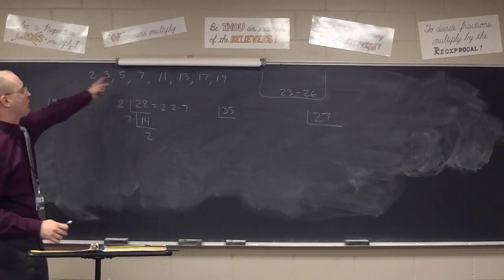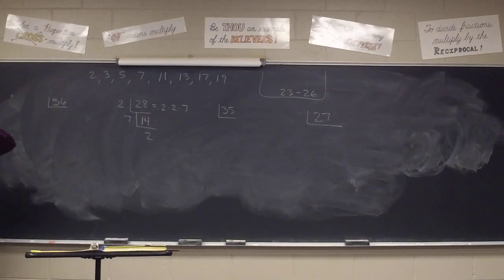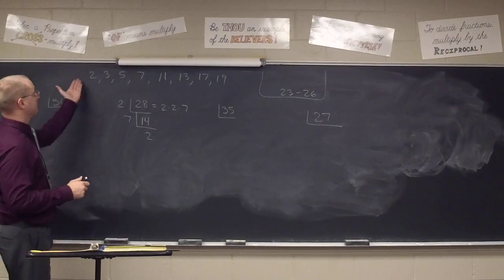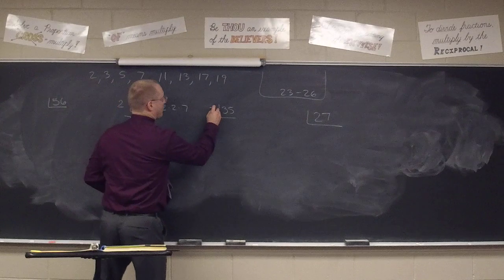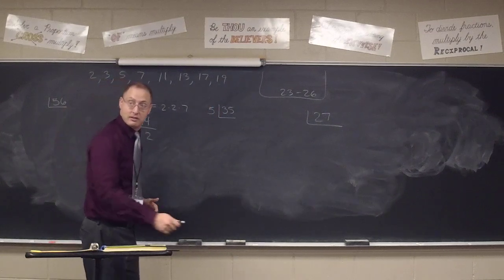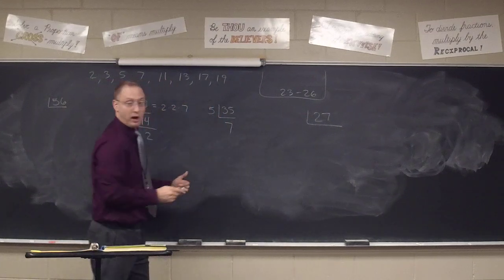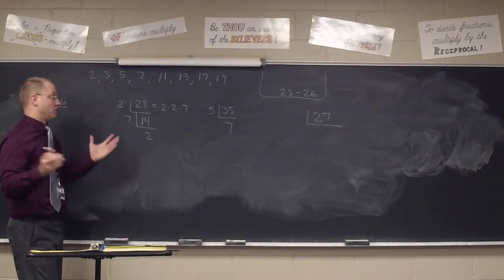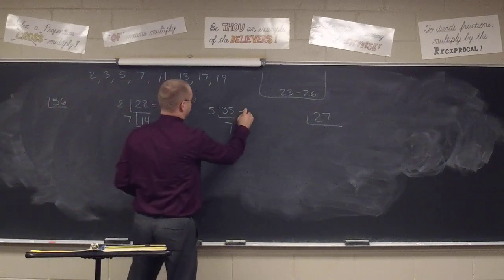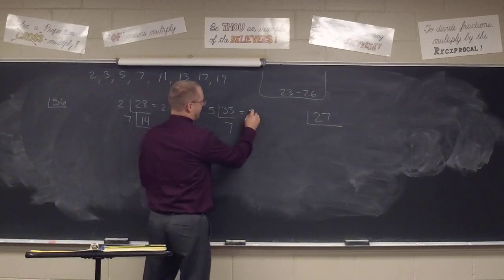Let's take a look at 35. Which of these numbers should we use in the prime factoring of 35, Bryson? 5. And we divide 35 by 5, we get 7. Is that prime? Then we're done with the factoring, and so class, the factors of 35 are? 5 times 7.